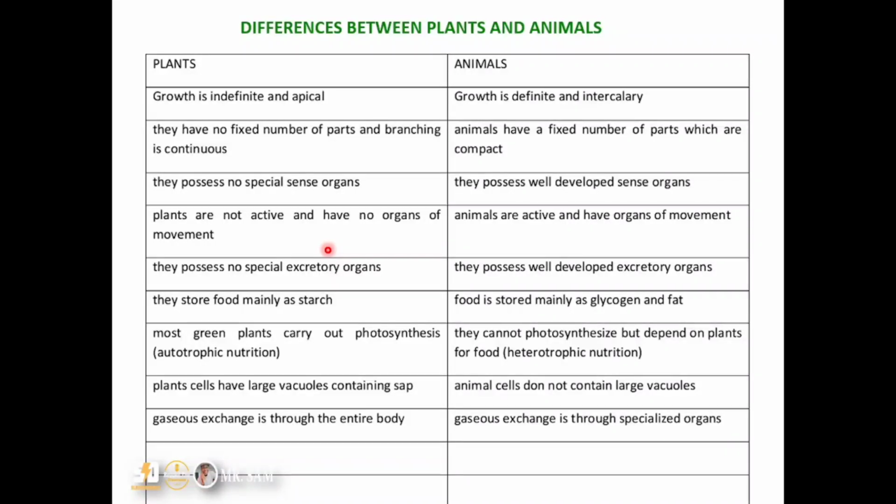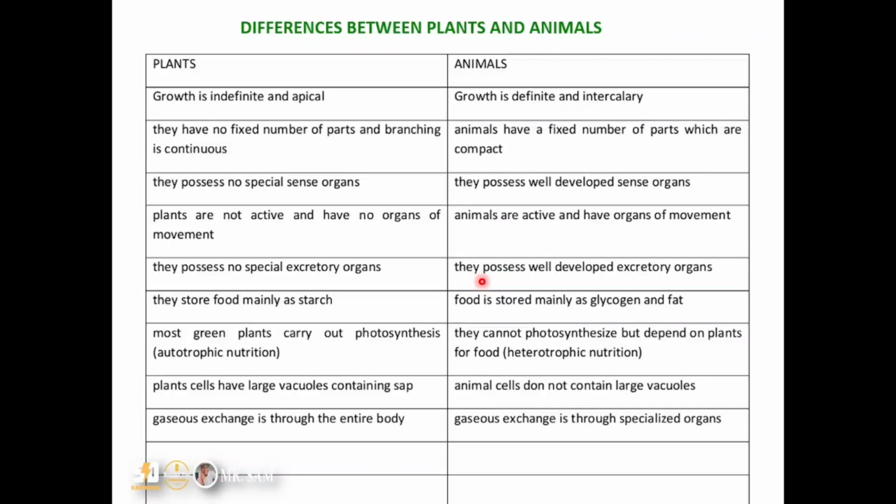Now, plants possess no special excretory system, while animals possess a special well-developed excretory system, like our kidneys, which helps us to do that. In fact, we have an excretory system. When you get to that topic, that should be in your classes ahead. When you do the excretory system, you see that we have a developed group of organs that are functioning to ensure that we remove waste from our body. And then the plants store food mainly as starch, while animals store food mainly as glycogen and fats.